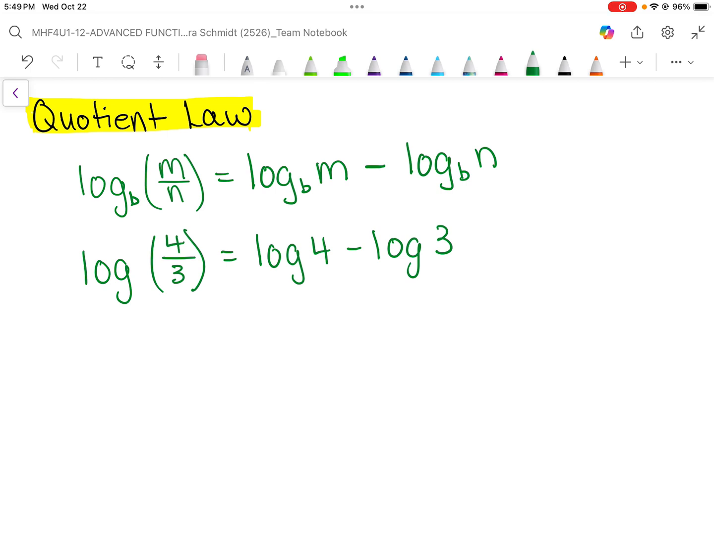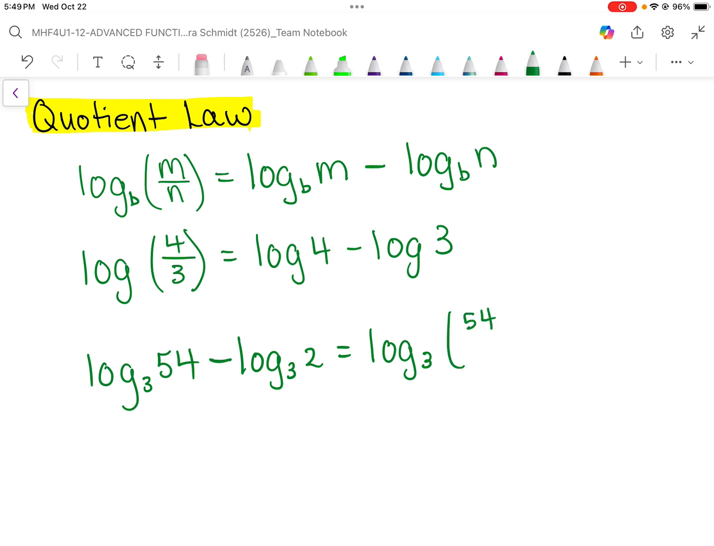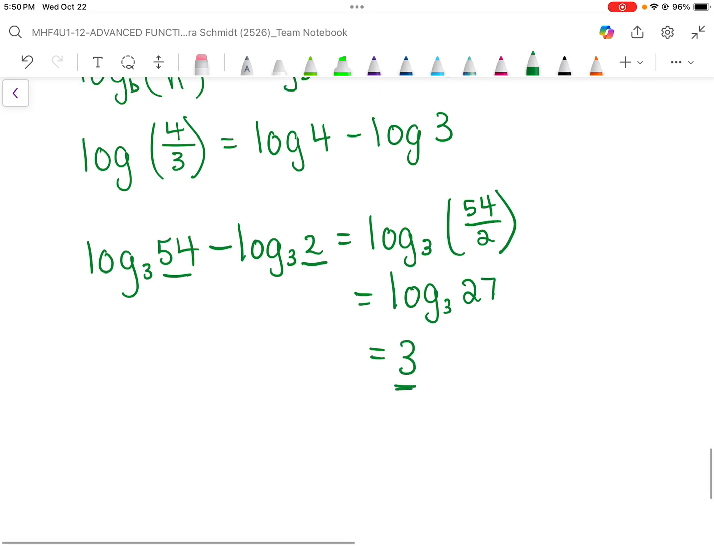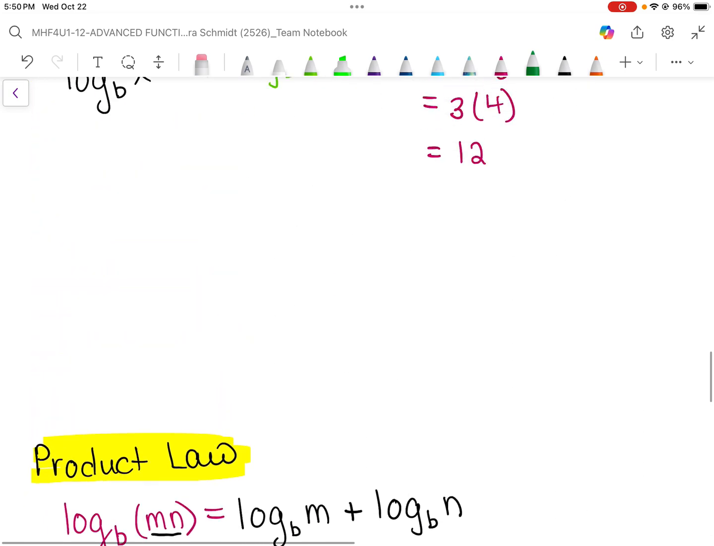So maybe I have log base 3 of 54 minus log base 3 of 2. Those are kind of hard to evaluate on their own. So I'm going to switch it into log base 3 of 54 divided by 2. I'm going to use my quotient law to write these as a quotient. Then I'm going to actually divide them. So log base 3 of 54 divided by 2 is log base 3 of 27. And then I can just see, okay, 3 to the power of what equals 27? 3 to the power of 3. So that would be my answer. So that's how you can use the quotient law, product law, and the power law.